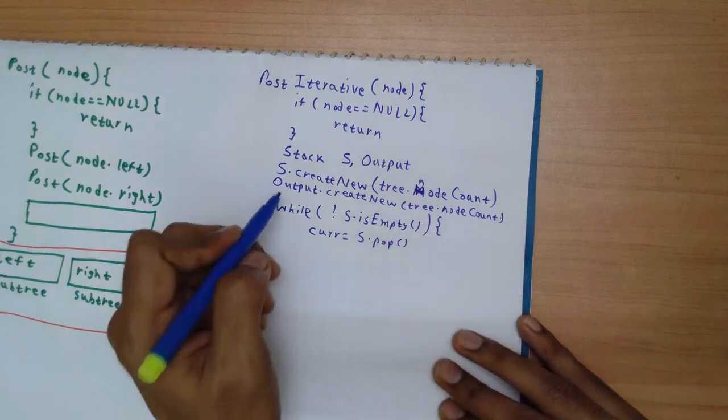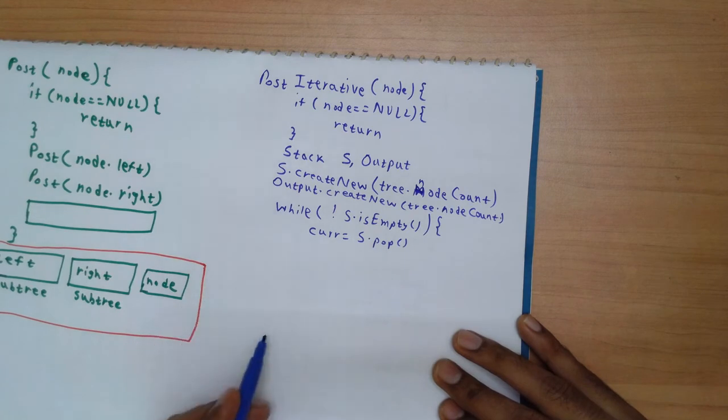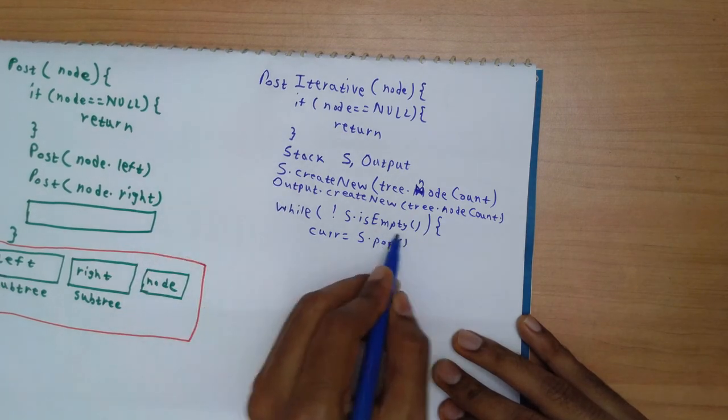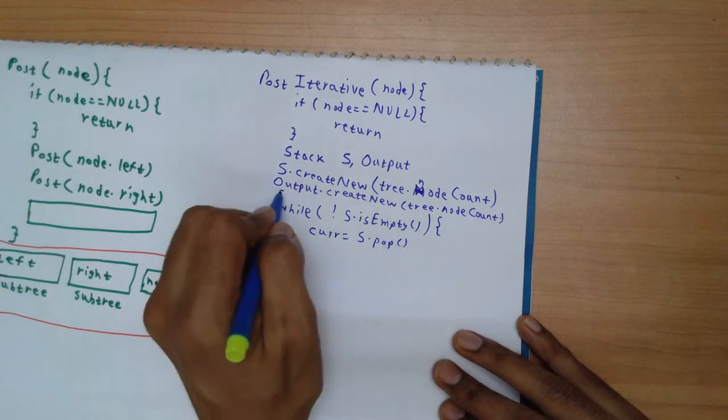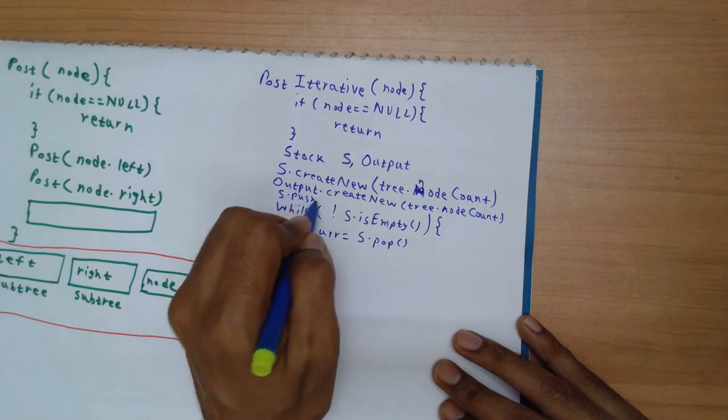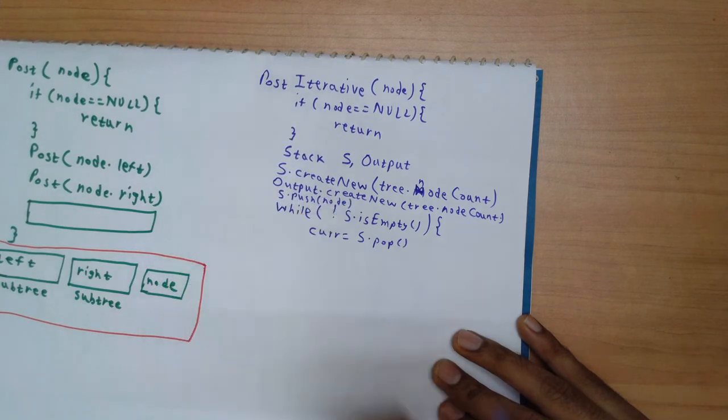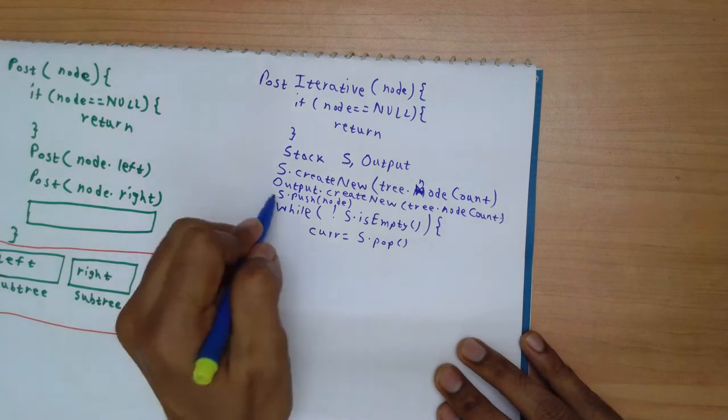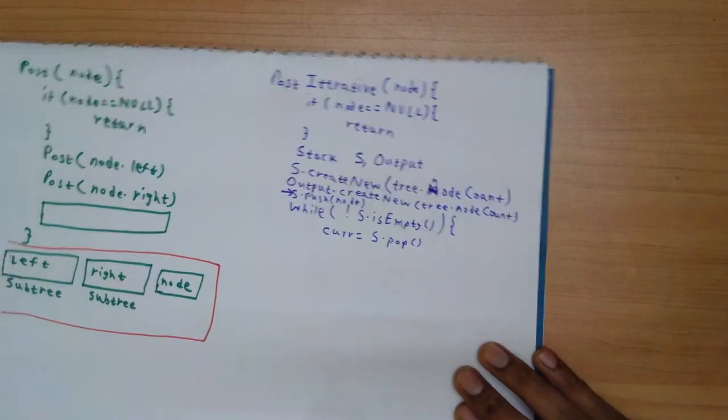Okay, and I forgot one thing. To begin this loop, I need to have something in my stack. So I have to do s.push(node). That is necessary. We forgot this, and it was an important thing to do.